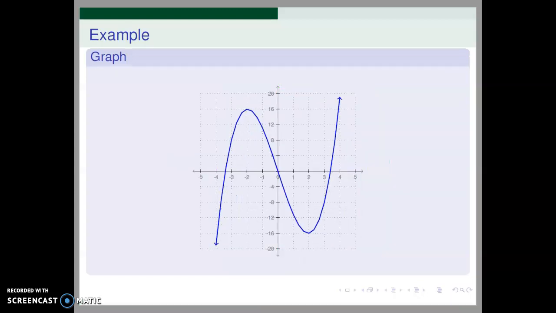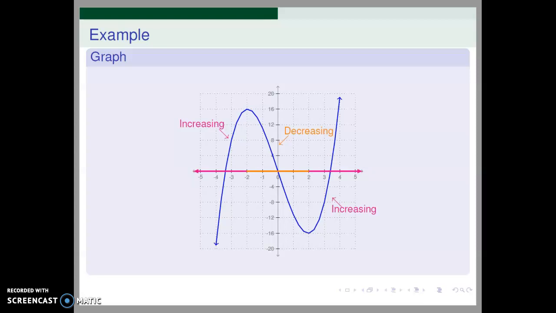Intercepts, domain, and range are topics we've covered in previous videos. Let's consider the other topics. Informally, the function is increasing where the graph is rising, and it's decreasing where the graph is falling. It's very important here that we are reading the graph as x increases from left to right.